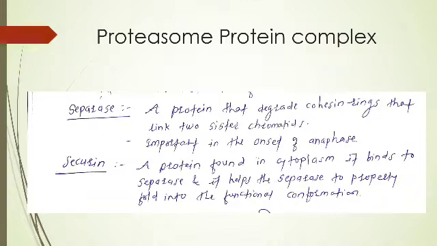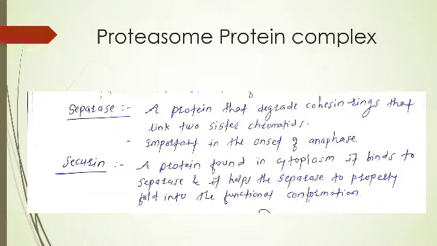So in this slide we are going to see the proteasome protein complex. The names of two proteins are given over here. First protein is separase, and second protein is securin. So what is the function of separase? Separase is a protein that degrades the cohesin ring that links two sister chromatids.